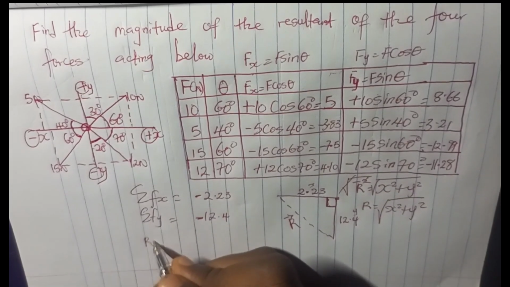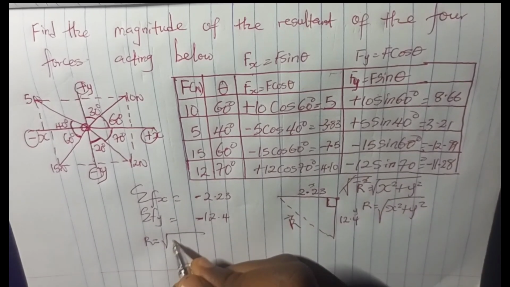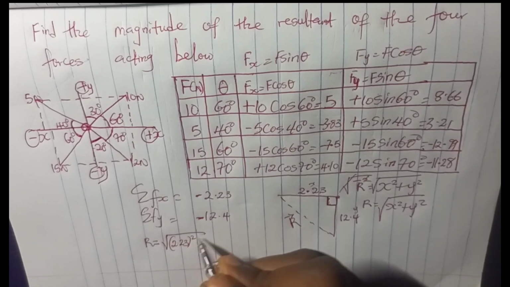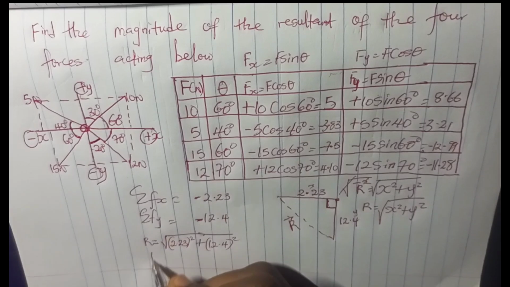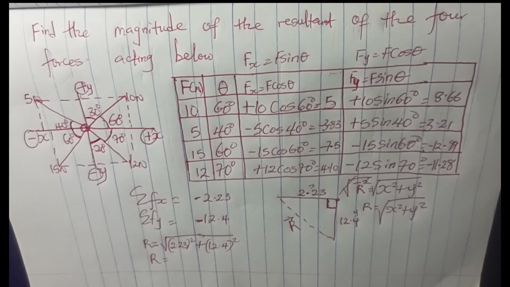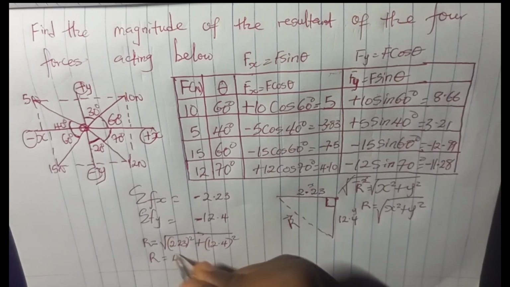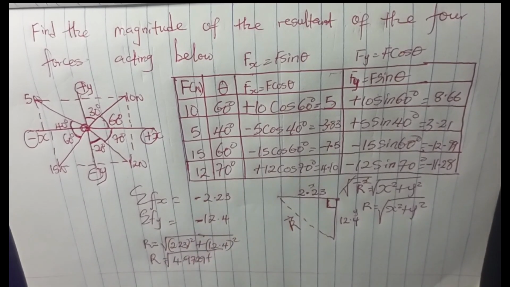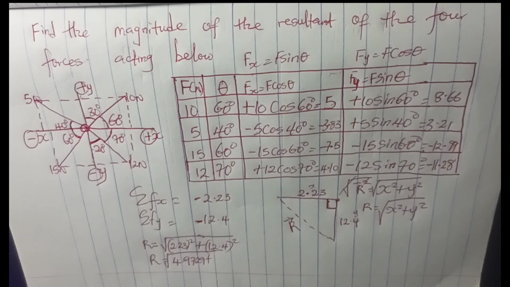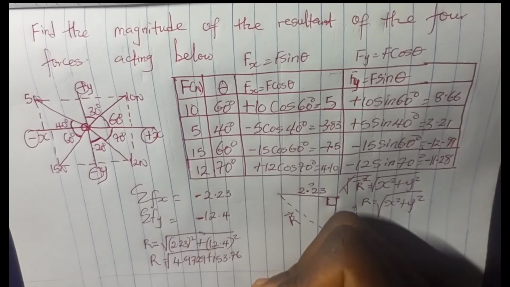So let's do it. The resultant that we're looking for, its magnitude is equal to the square root of x squared, which is 2.23 squared, plus y squared, 12.4 squared. So let's solve this. R is equal to the square root of 2.23 raised to power 2, which is 4.9729, plus 12.4 squared, that is 153.76. I hope it's clear.